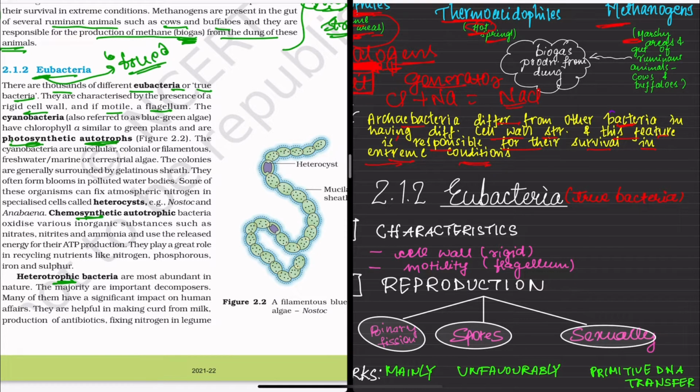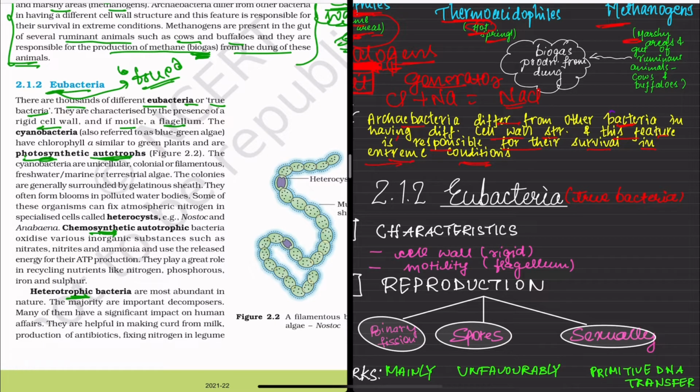Among photosynthetic autotrophs, cyanobacteria form a major part. Cyanobacteria are also referred to as blue-green algae, and their peculiarity is that they have chlorophyll a, similar to green plants. Cyanobacteria are unicellular, colonial or filamentous, and live in freshwater, marine and terrestrial habitats. Colonies are generally surrounded by a gelatinous sheath, and they often form blooms in polluted water bodies. Some of these organisms can fix atmospheric nitrogen in specialized cells called heterocysts. Nostoc and Anabaena are examples. Then come chemosynthetic autotrophic bacteria.